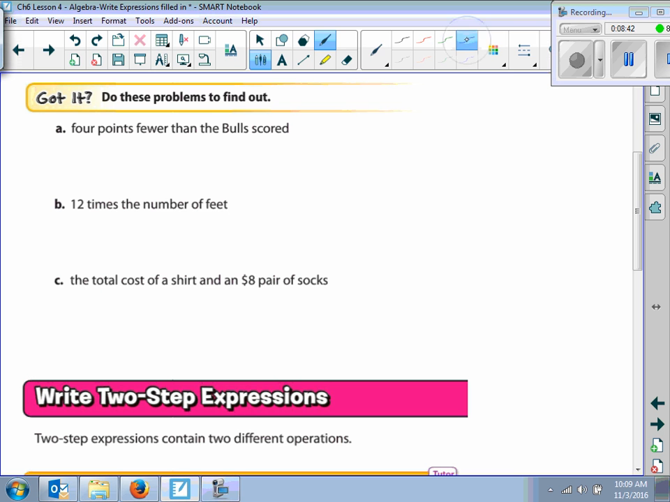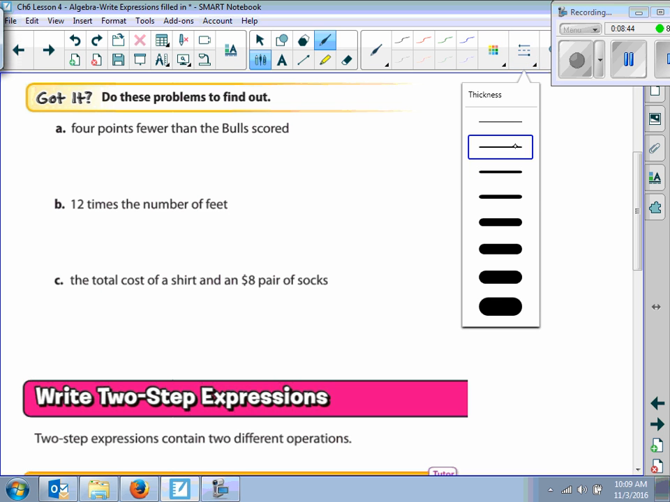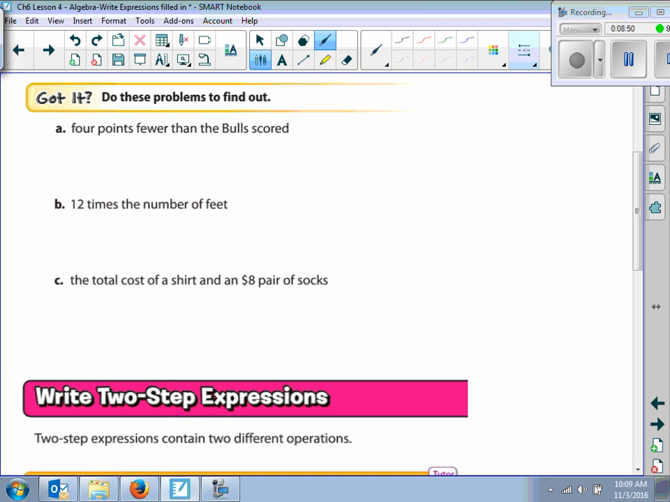So for the next one, we're going to do our got it problems. It says 4 fewer points than the Bulls scored. What word tells me the operation? Fewer. Very good. How many fewer? 4 fewer, right? So what does fewer mean that we're going to do? Subtract. Fewer means we're going to subtract.